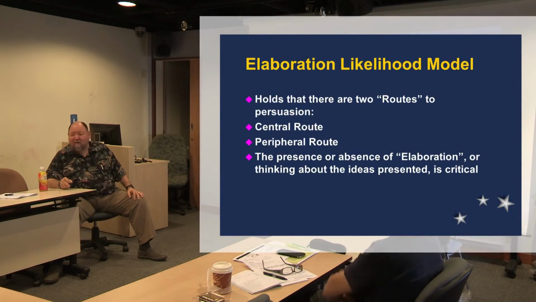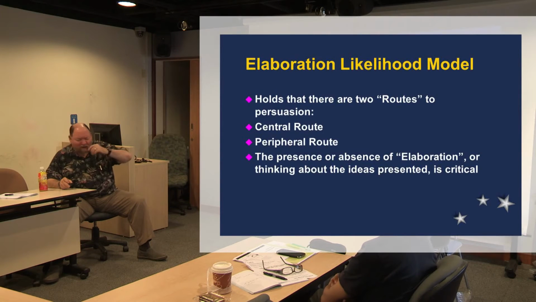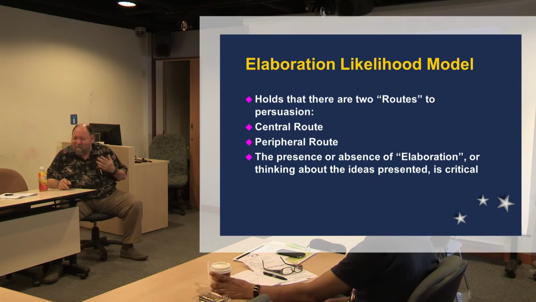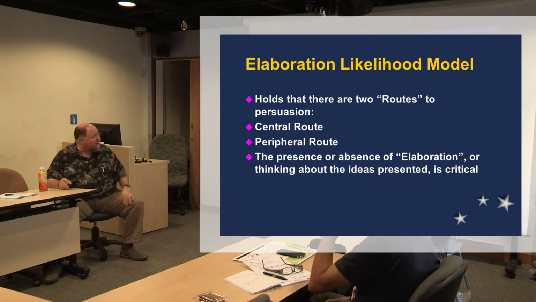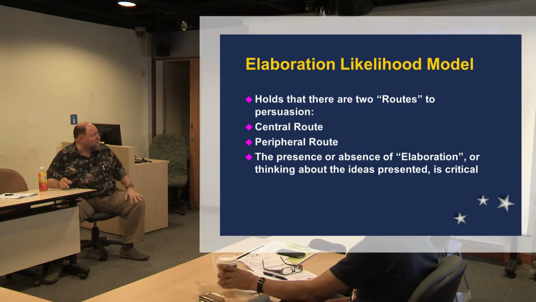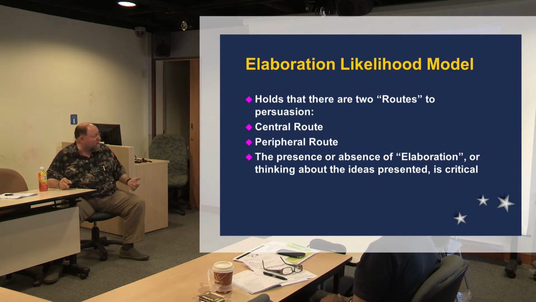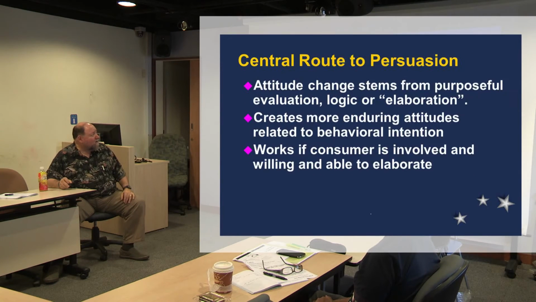The Elaboration Likelihood Model, we mentioned this yesterday, I couldn't remember the name at the time, but I was talking about your ability to process information and your thinking about it. It holds that there are two routes to persuasion, a central route and a peripheral route. The central route is generally the better one. The presence or absence of elaboration or thinking about the ideas presented is critical. So the central route to persuasion is that attitude change stems from purposeful evaluation, logic, or elaboration.